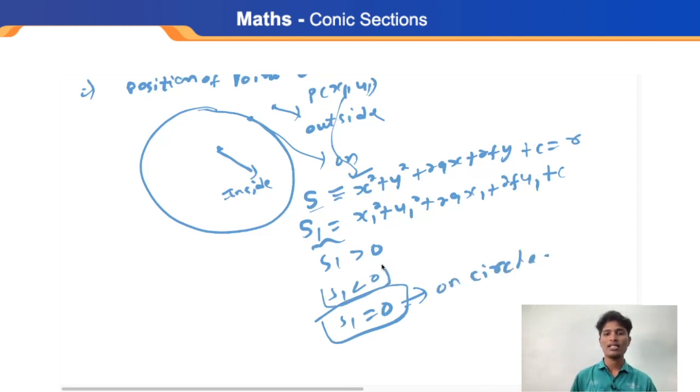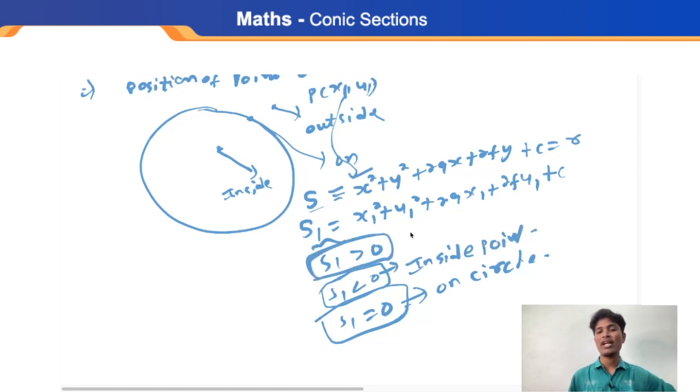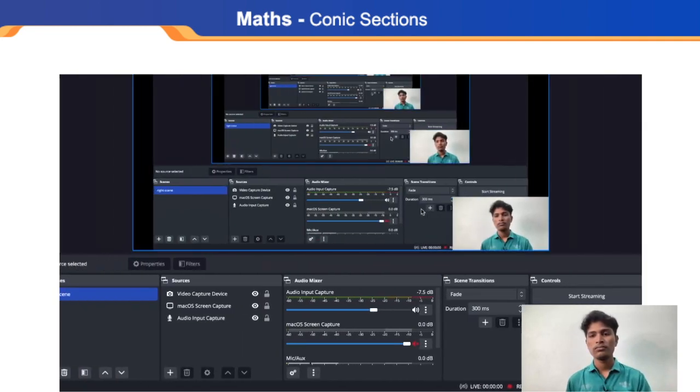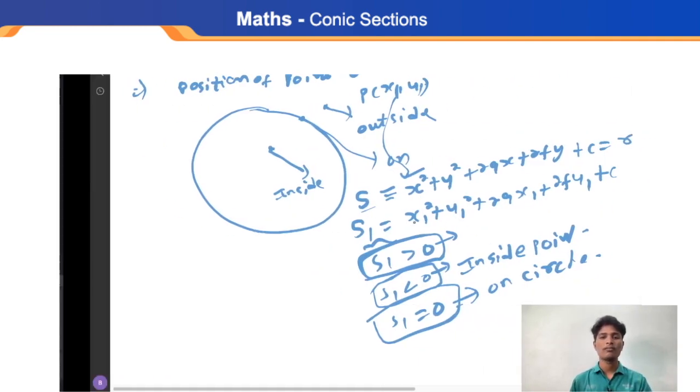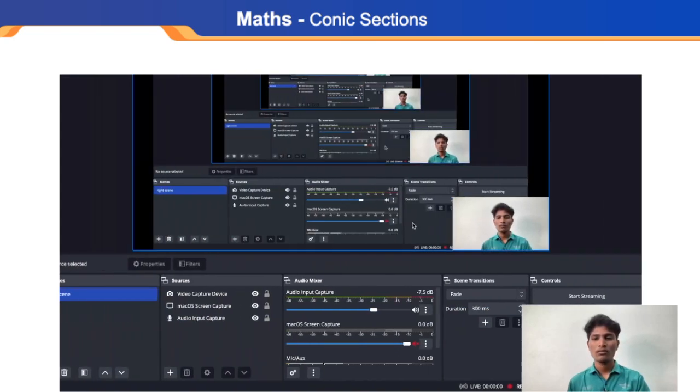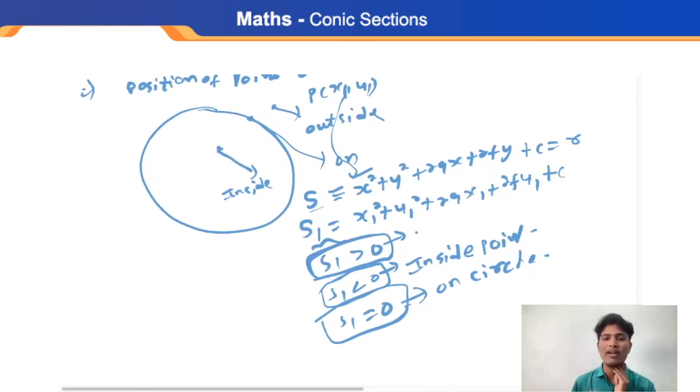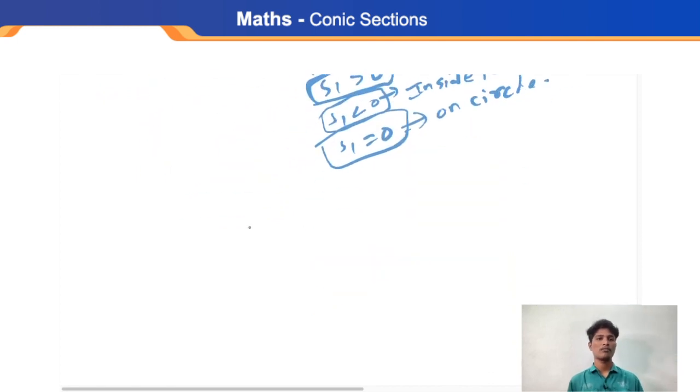And if S1 is less than 0, the point is the inside point. When S1 is greater than 0, we can say this is the outside point. It is very important.